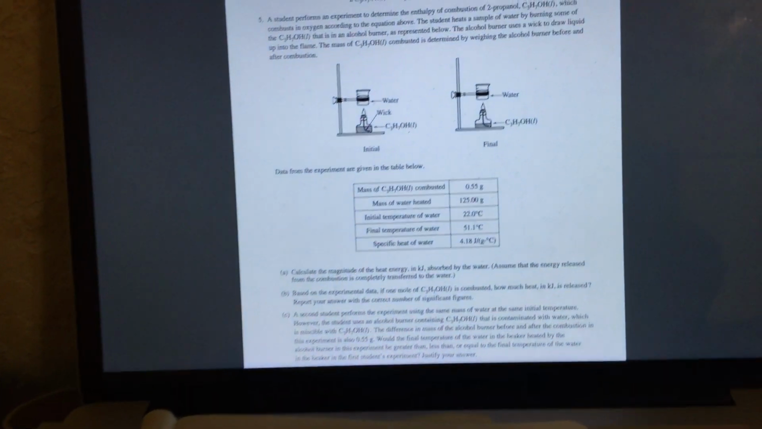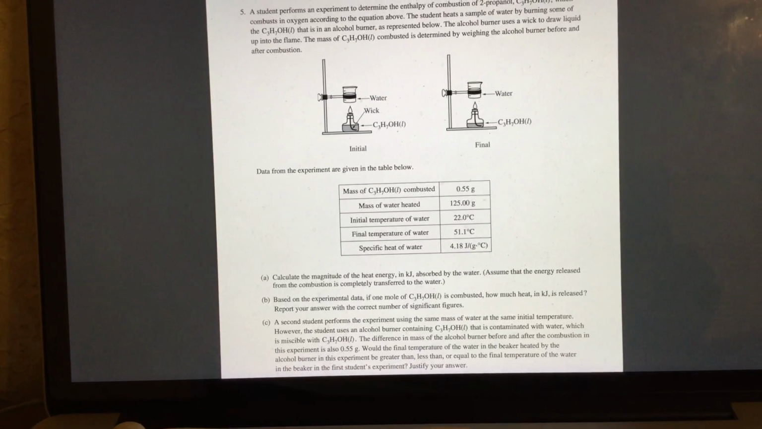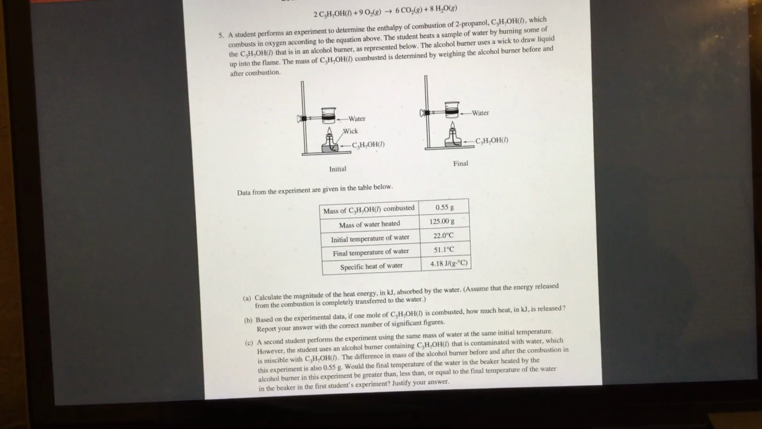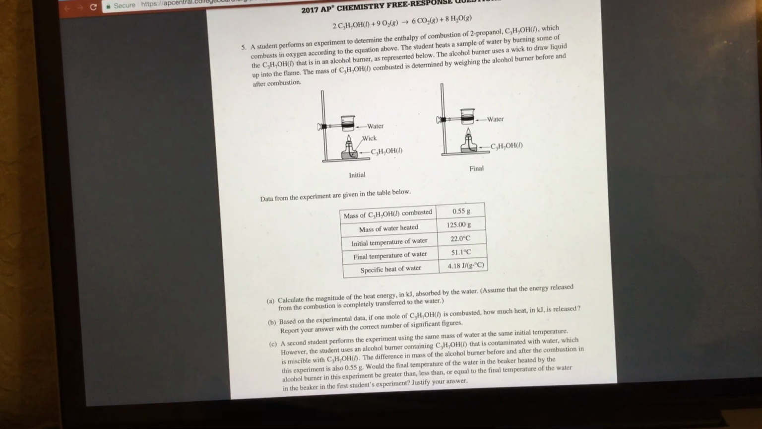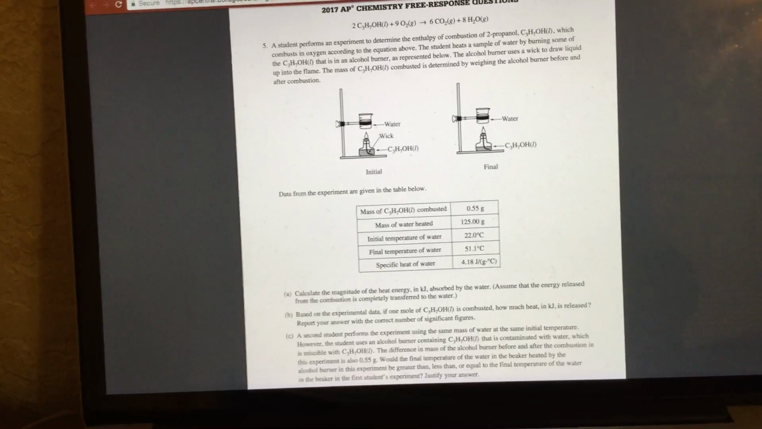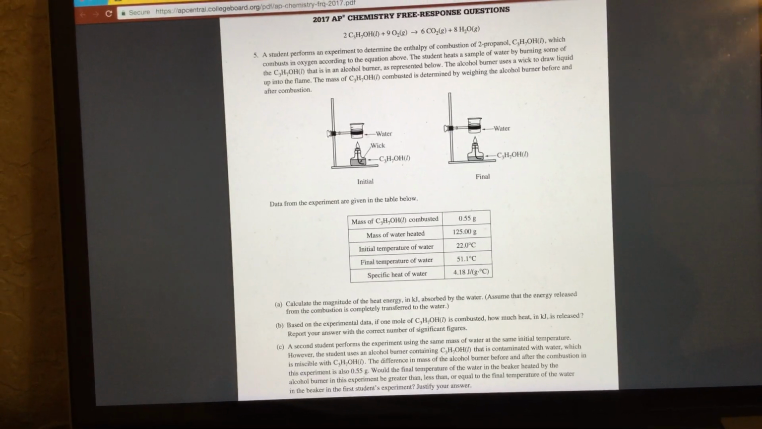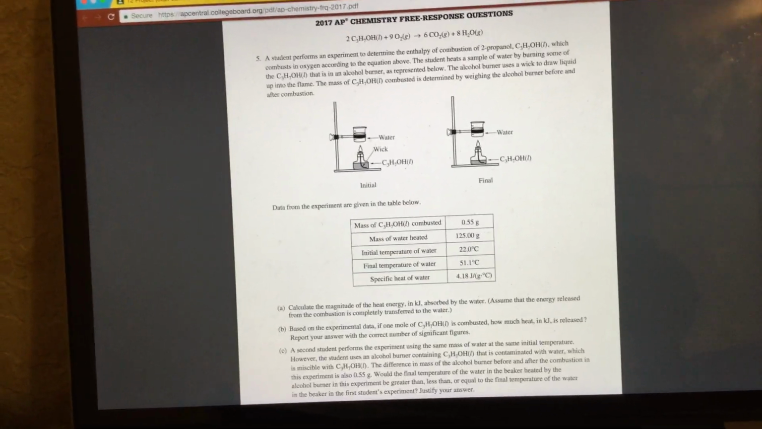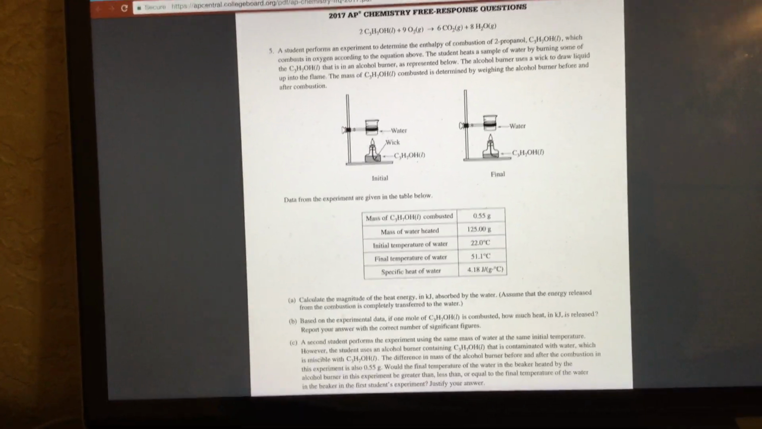So the last question, C. A second student performs the experiment using the same mass of water at the same initial temperature. However, the student uses an alcohol burner containing this compound that is contaminated with water, which is mixed with it. The difference in mass is the same. Would the final temperature of the water in the beaker heated by the alcohol burner in this experiment be greater than, less than, or equal to the final temperature of the water in the beaker in the first student's experiment?